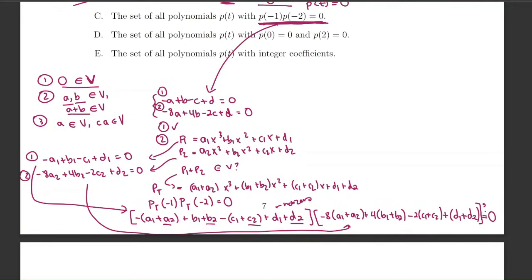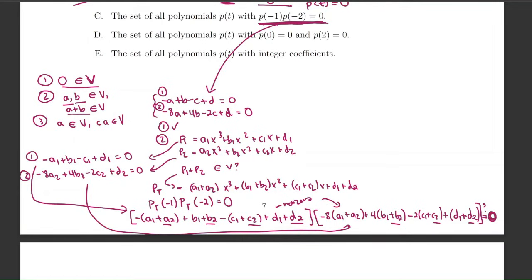Same thing over here. If we plug in condition 2, negative 8a2 plus 4b2 minus 2c2 plus d2 could be 0, but it doesn't mean that negative 8a1 plus 4b1 minus 2c1 plus d1 is equal to 0. So because of that, you could actually end up with two non-zero terms here, so then it would not be equal to 0.